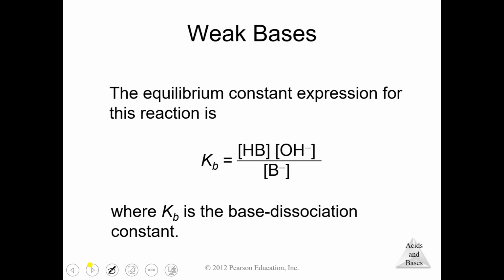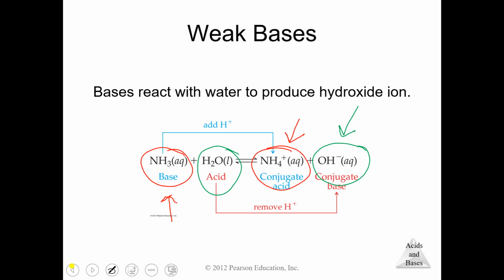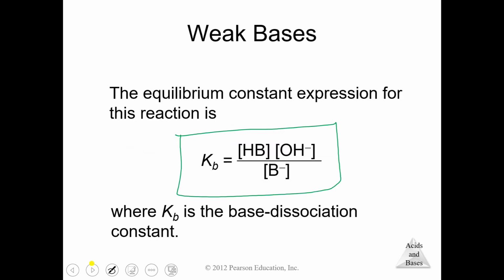So today in class, we had Ka. Ka equals products taken to the power of their coefficients over reactants taken to the power of their coefficients, and those coefficients are from the balanced chemical equation. Kb is the exact same formula. Note, we don't include water because it is a liquid. We do not count liquids or solids. Those are not counted in the K equation.